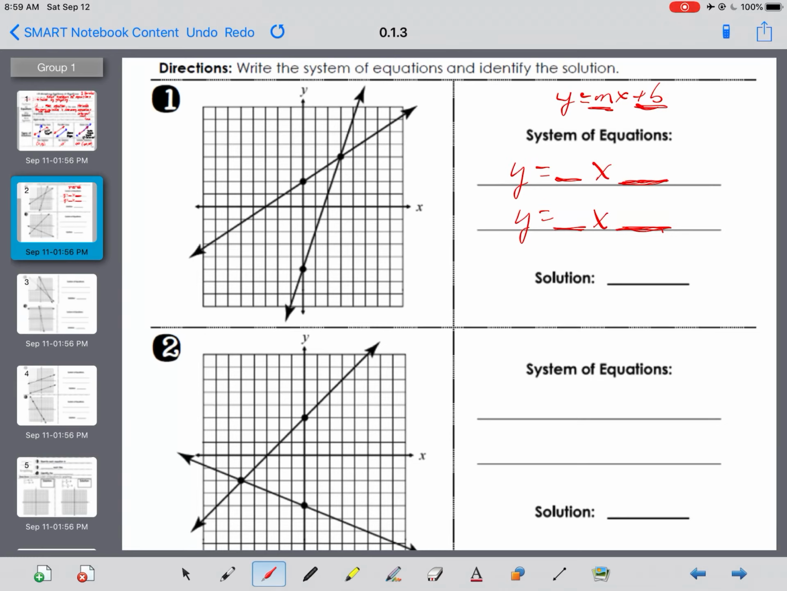Okay, so let's call this line 1. For line 1, my slope, I've got 2 points, so it goes up 2 and over 3. So my slope's 2/3 positively. And where it crosses the y-axis is right here, and that is 2 up. Positive 2 up from there.